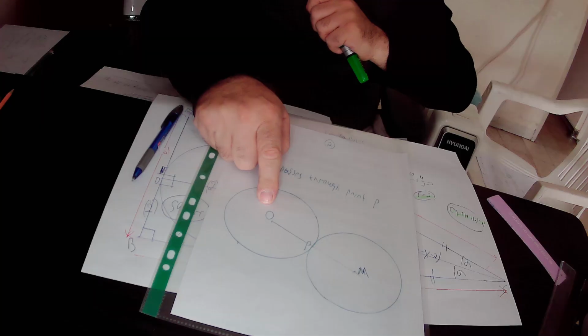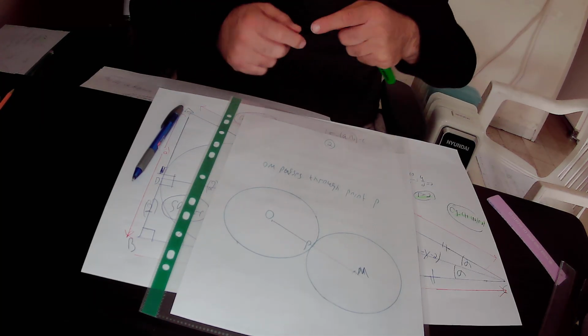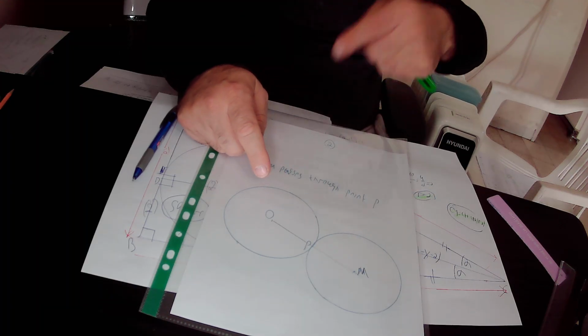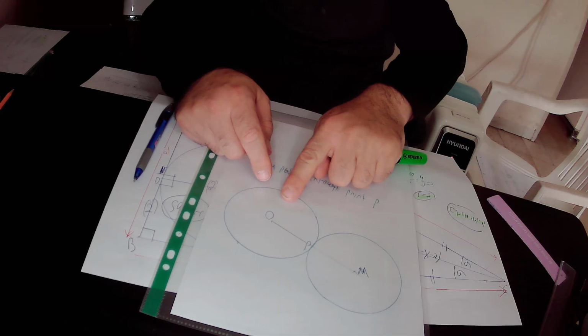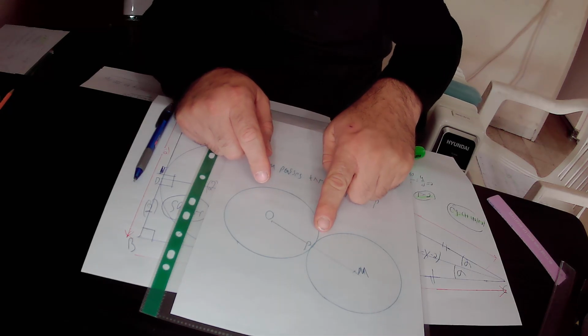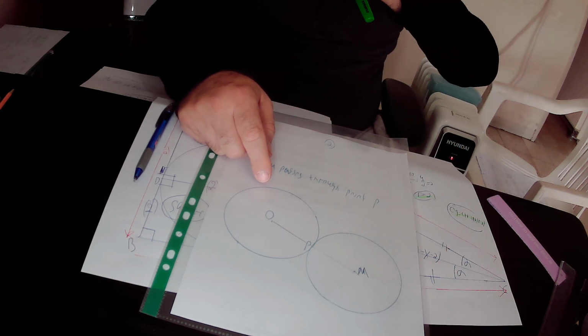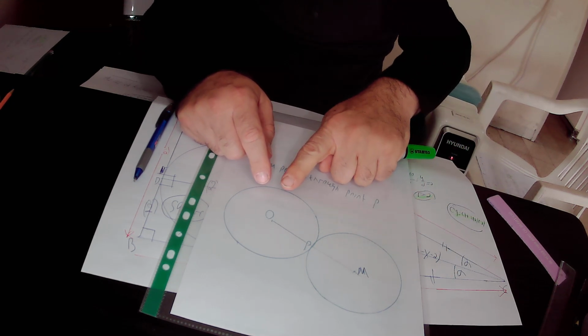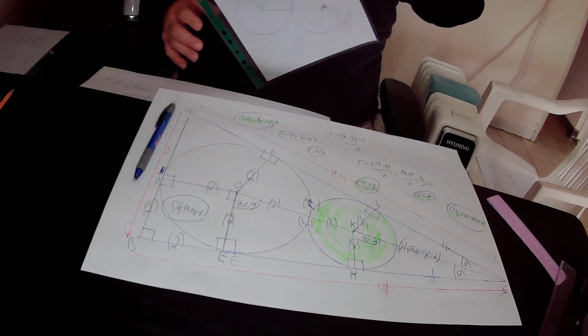The center of this circle is O. The center of this circle is M. The straight line that connects the centers is of course the straight line OM. And this straight line OM, according to rule 10, must pass through their touching point, point P. Again, OPM is one straight line. If OPM is one straight line, it means that OM equals OP plus PM. So we can implement rule 10 in our drawing.